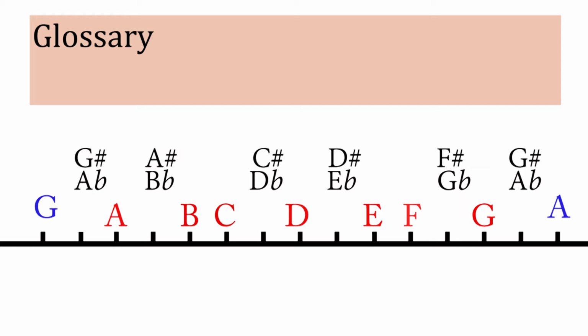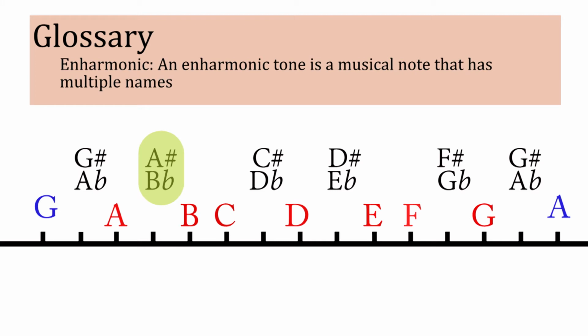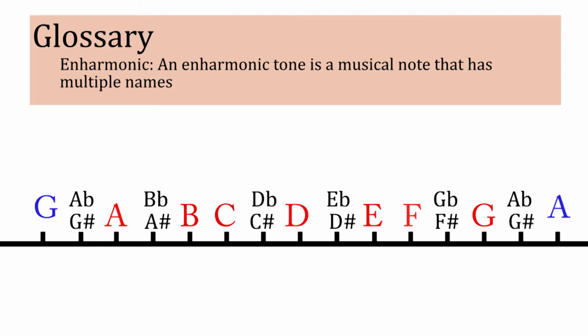So looking at this chart, you will see that some notes have two names. For example, the note between A and B can be called A sharp or B flat. The technical term for this is enharmonic. We can also raise a note by two semitones. So if the note is already raised and you want to raise it again, we can do this by applying a double sharp, which is represented by an X.